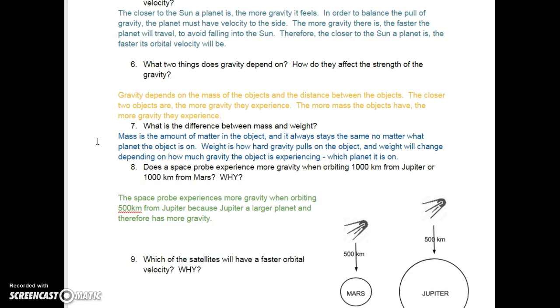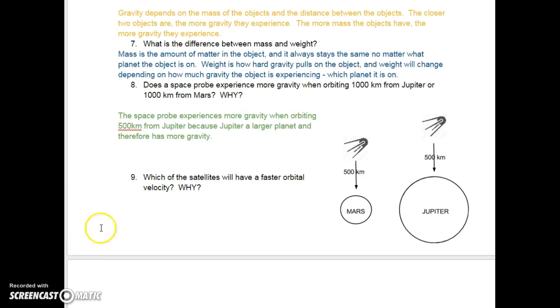Your weight, on the other hand, is how hard gravity is pulling on you. Okay, so you could lose weight just by going to the moon because there's less gravity pulling there. You could lose weight by going to Mars because there's less gravity pulling there. Weight is how hard gravity is pulling on you. So your weight will change depending on what planet you're on. Mass stays the same.